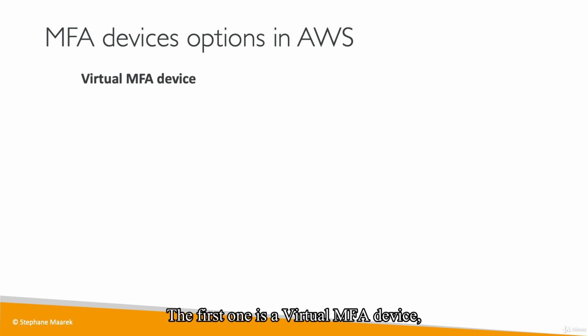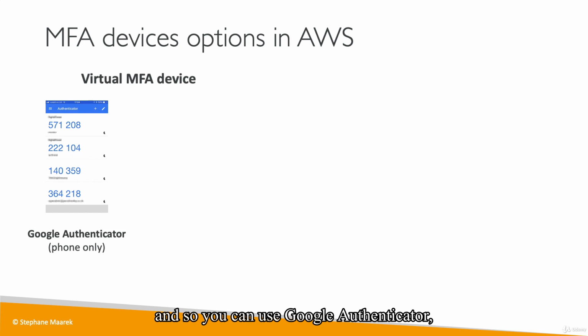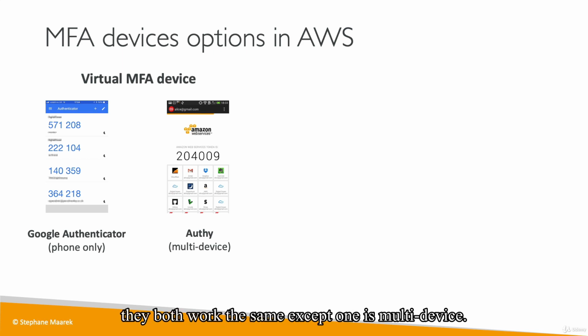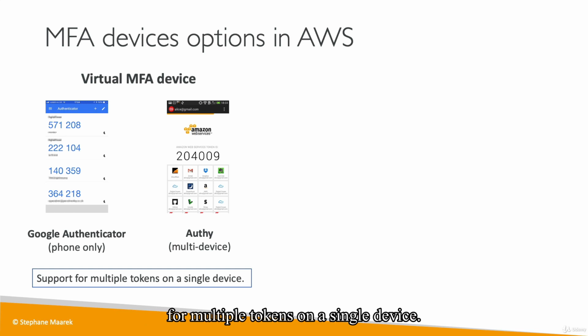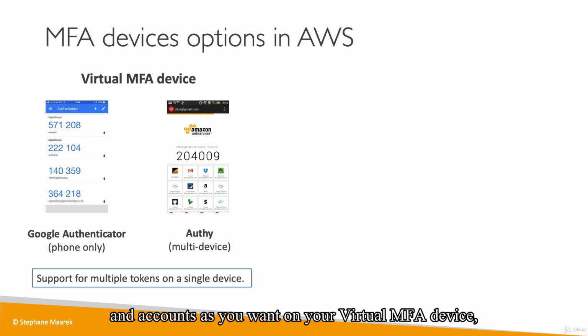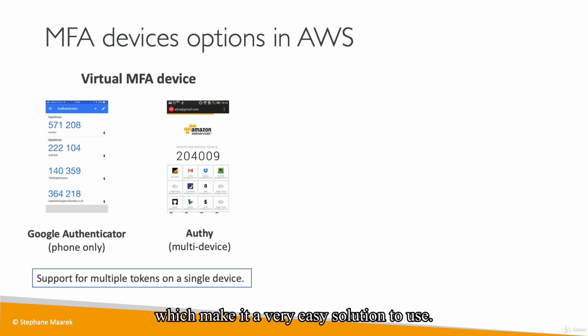The first one is a virtual MFA device. This is what we'll be using in the hands-on. You can use Google Authenticator, which works on one phone at a time, or Authy, which is multi-device. They both work the same way, except one is multi-device. Personally, I use Authy because I like the fact I can use it on my computer and on my phones. For Authy, you have support for multiple tokens on a single device. So with the virtual MFA device, you can have your root account, your IAM user, another account, another IAM user. It's up to you. You can have as many users and accounts as you want on your virtual MFA device, which makes it a very easy solution to use.